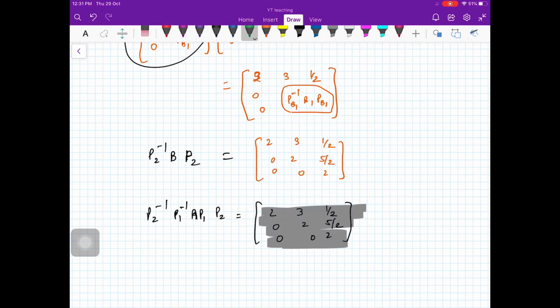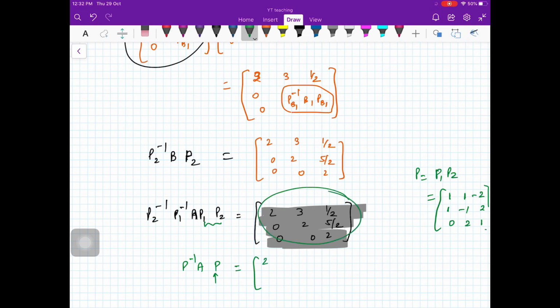Here you can call this P1 P2 as P. P is P1 P2, and you can do the computation. You just multiply P1 and P2, and you get this. This is the required matrix. Although we are not interested in this matrix, this is not even unique, and for that matter this is also not unique. So you can get your U, the upper triangular matrix similar to your given matrix.